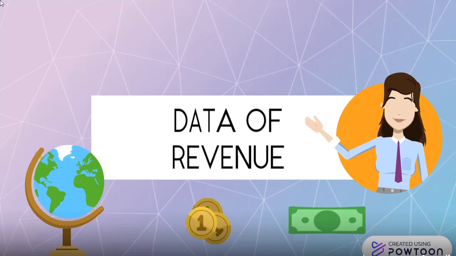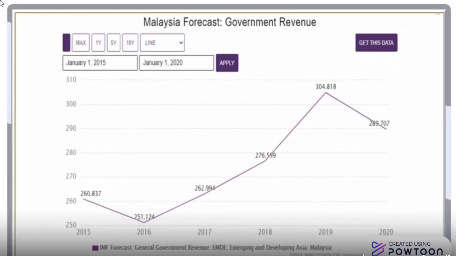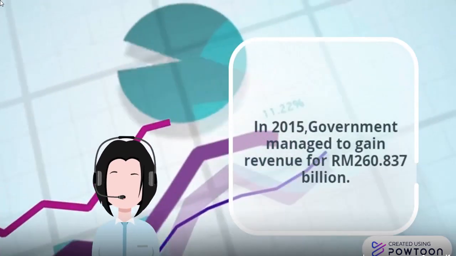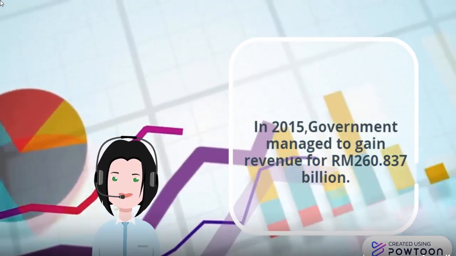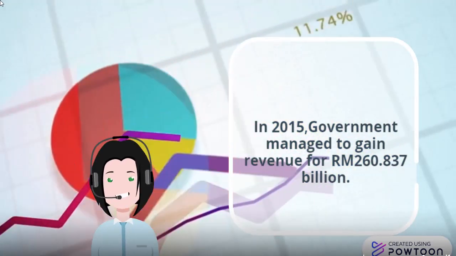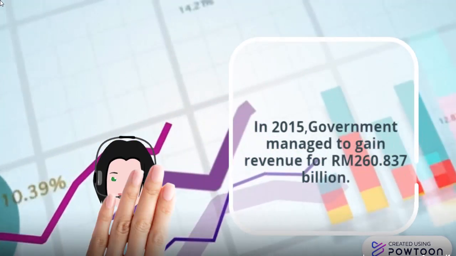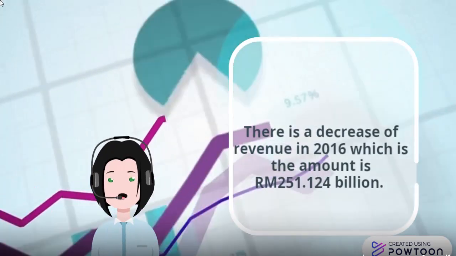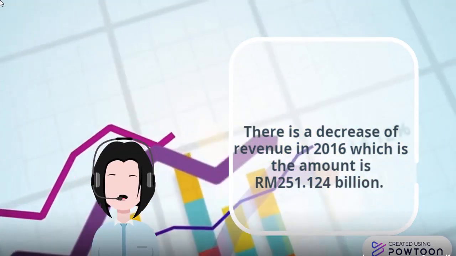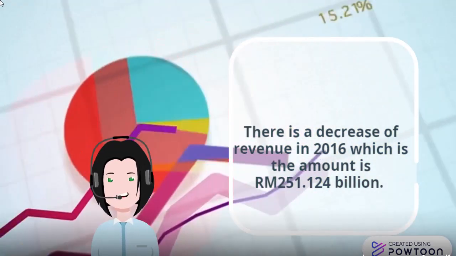Data of revenue. So this is the Malaysia forecast government revenue. In 2015, government managed to gain revenue of RM260.837 billion. There is a decrease of revenue in 2016, which is the amount of RM251.124 billion.